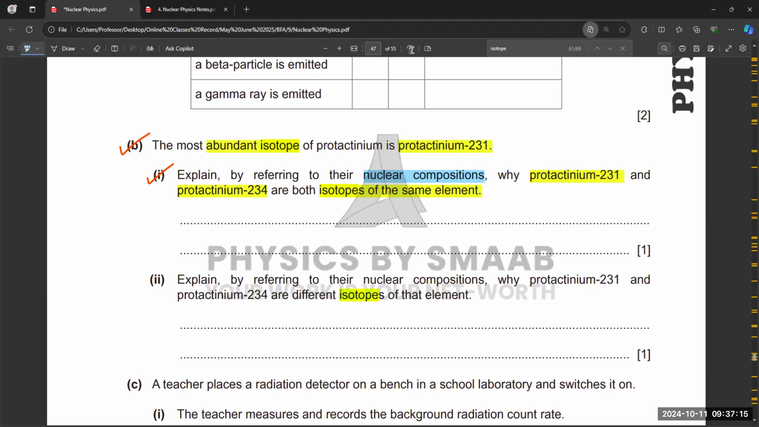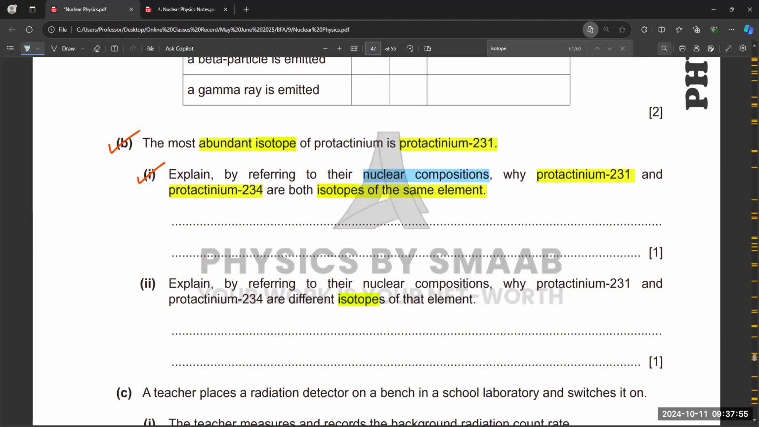Sir, I guess the protons are the same and neutrons are different. Oh, yes, sir, neutrons. Yes. So this is the basic idea to explain isotopes: they have the same proton number. So in this, we also need to write the same answer, that both have the same proton number. Because when two elements have the same proton number, it means they are isotopes of each other. And you can see their names are the same, only their mass number is different.